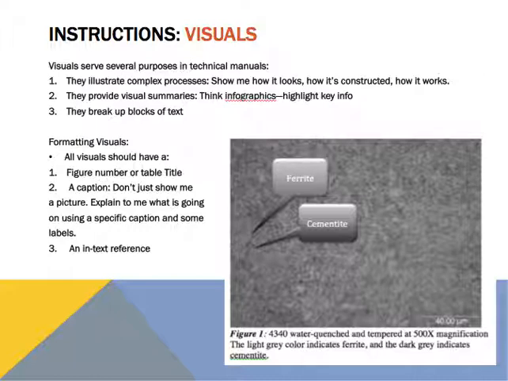So formatting visuals. All visuals need to have a figure number or table title. You'll notice in this one, there's Figure 1, and it has a description of what this is. It needs to have a caption, so don't just show a picture. You need to explain what is going on using a specific caption and some labels. So right here, it says what's going on. The light gray color indicates ferrite, and the dark gray indicates cementite.